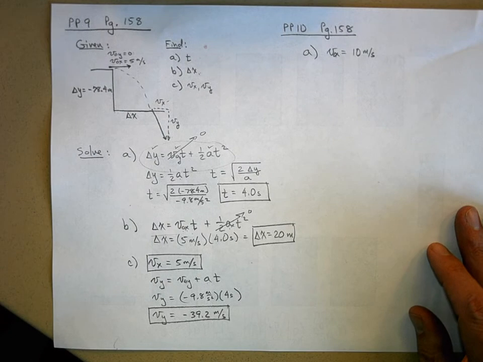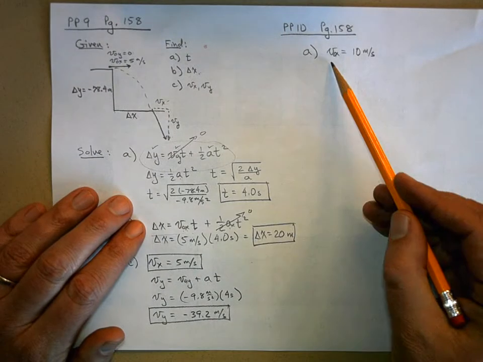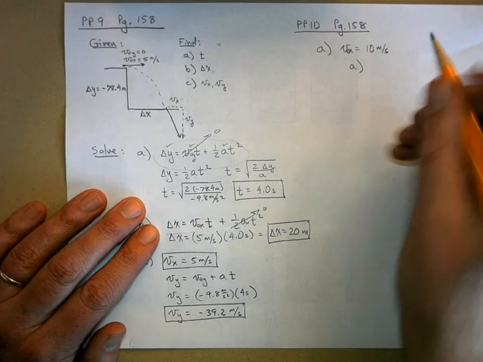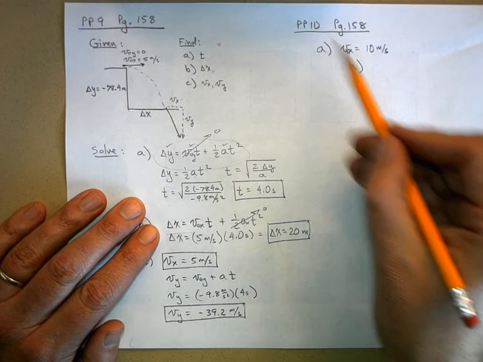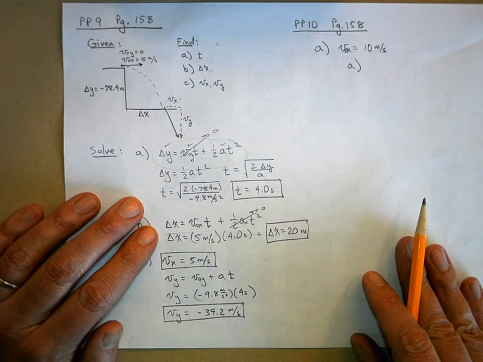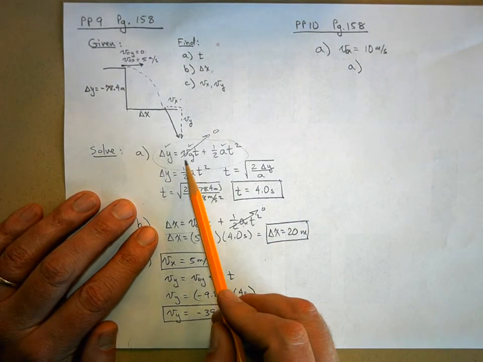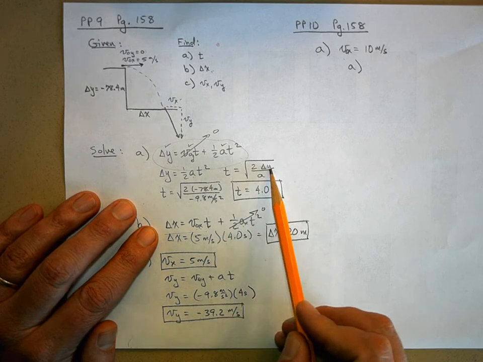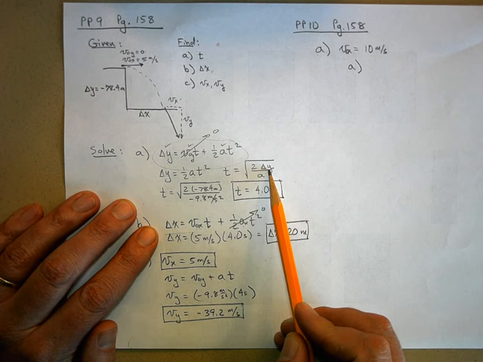So let's take a look at time, given this V0x. Well, for part A, now this is part A for practice problem 10, but this is part A for number 9. I look and it says delta y equals V0 t, 2 times delta. What's true about delta y? Delta y is the same.